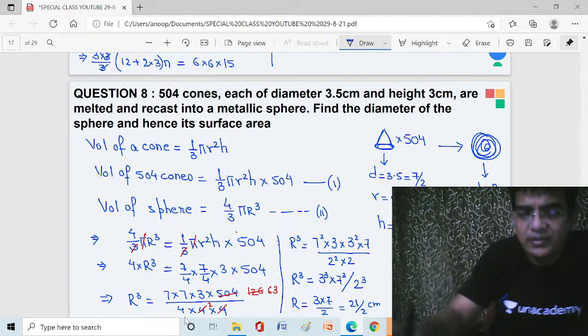So multiply 22, 63. So first multiply by 6. So 1, 2, 6. 1, 2, 6. So it's 1386. So we can say that the surface area will be 1386 centimeter square.